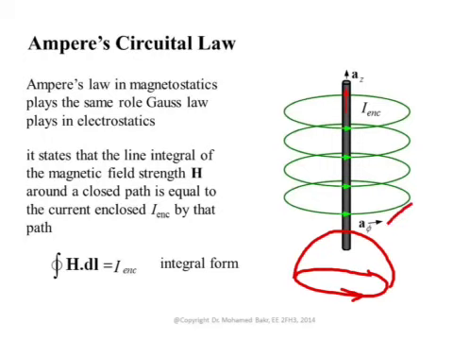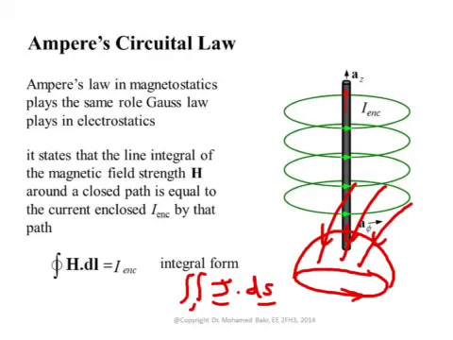So if you have a current flowing through that surface, then the integral of H dot dl around that closed contour must be equal to the total current flowing through that surface. And remember, the total current flowing through a surface is nothing but the integral over that surface of J dot ds, where J is the current density in amperes per meter squared. This is very similar to what we said before in Gauss' law. The integral of D dot ds over a closed surface gave us the charge enclosed. Now the integral of H dot dl over a closed contour gives us the current enclosed by that contour.